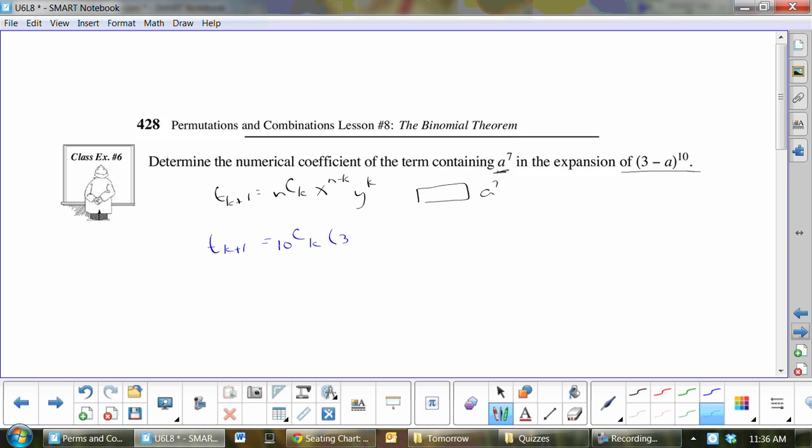So this is 3 to the, what's the exponent? 10 minus k. And what is my y value? Negative a to the k. Now, always make sure you're doing that.